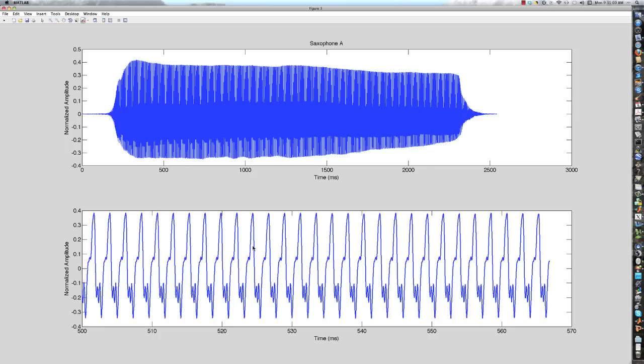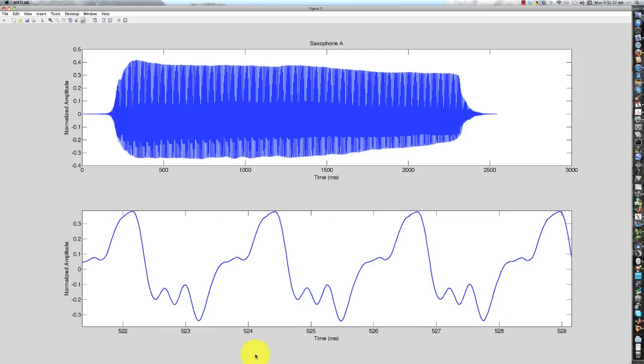And what you can see is that this signal looks very periodic. It repeats almost the same pattern on a pretty fine scale. In fact, if we zoom in, we'll see that the interval over which this signal repeats is about, let's say here we're at 523.3 milliseconds, and here we're at 525.5. So it's about 2.2 milliseconds is the fundamental period of this signal.